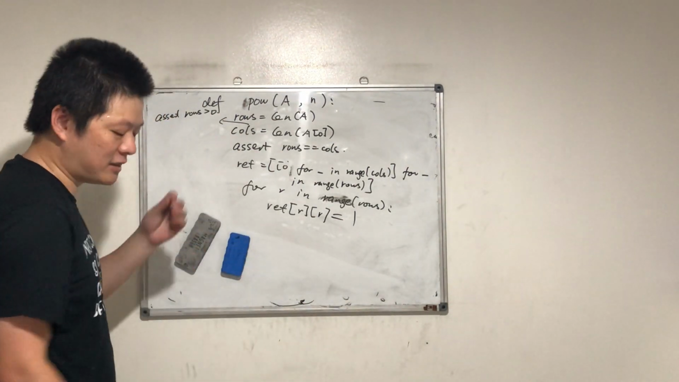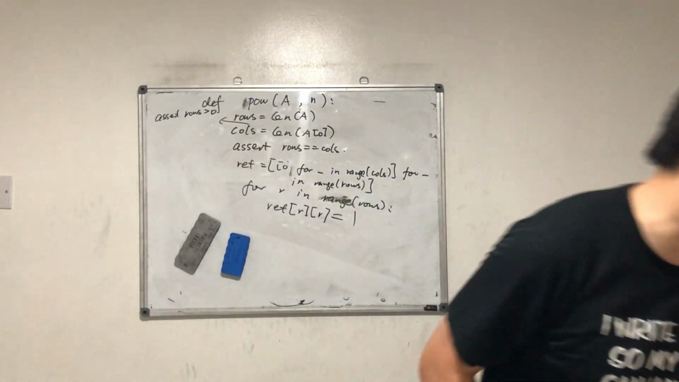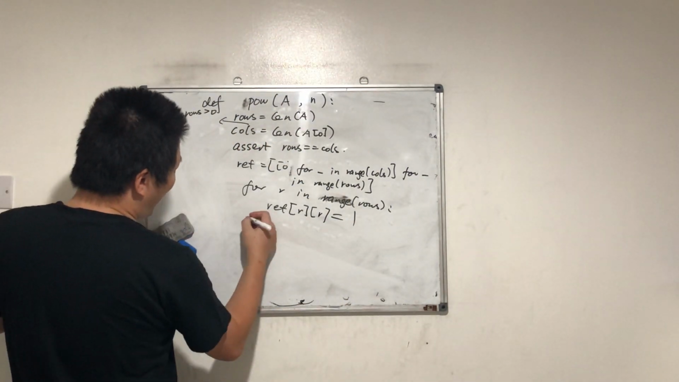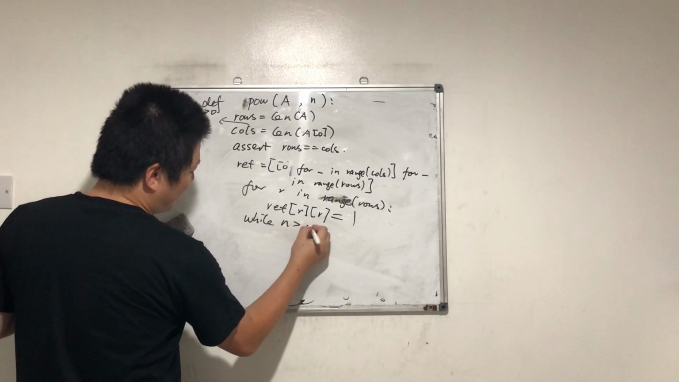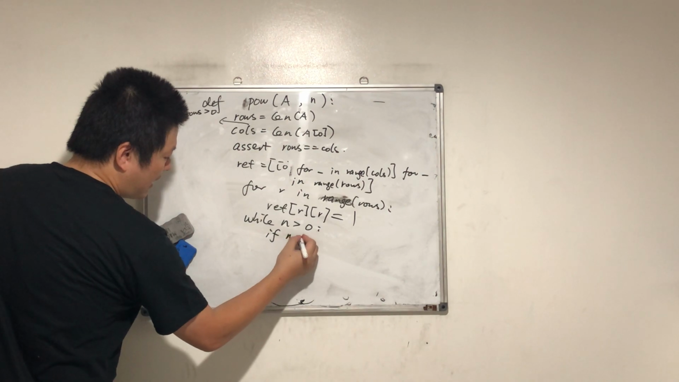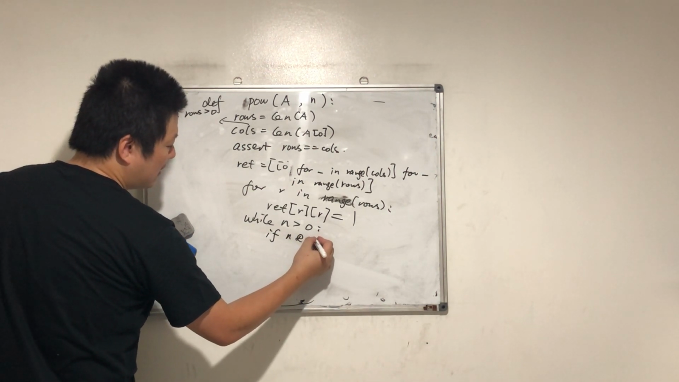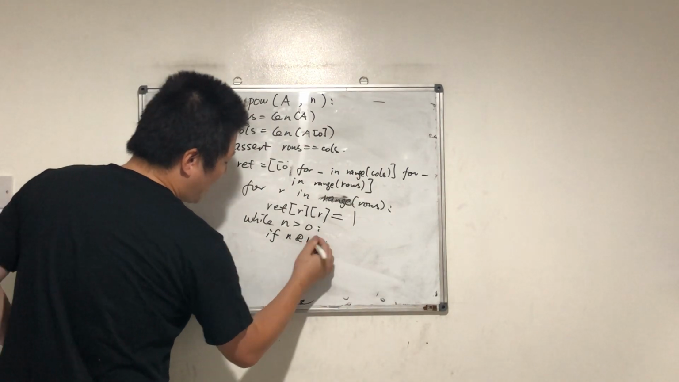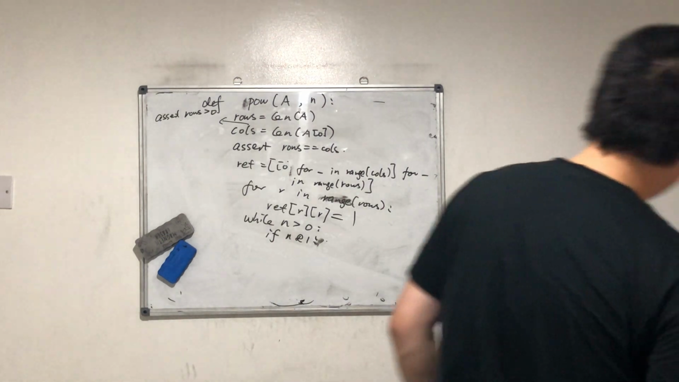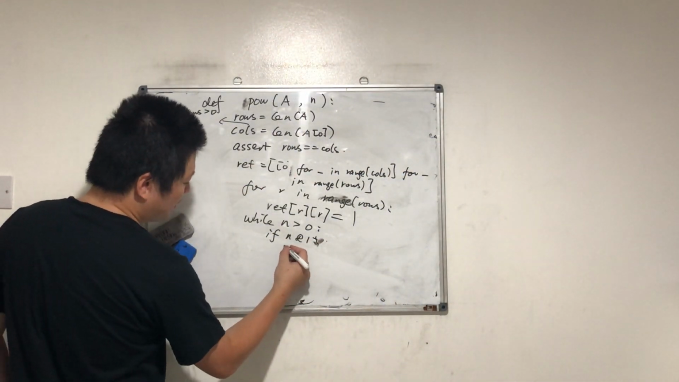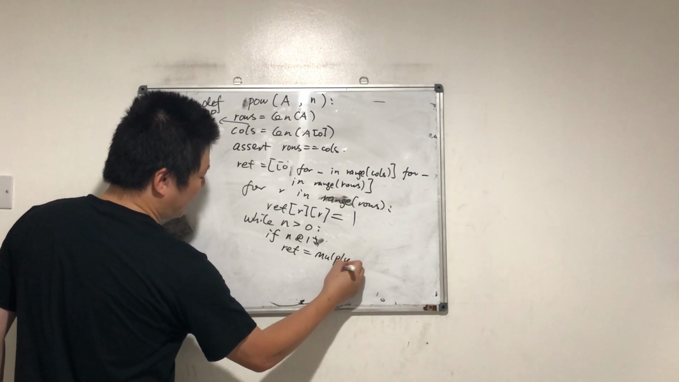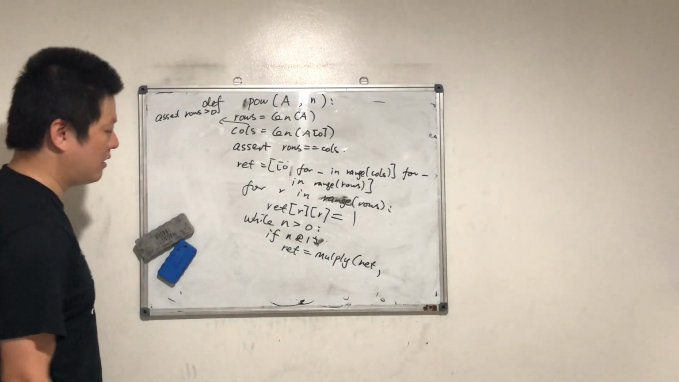Okay, so now we have this matrix, and then what should we do now? We need to check whether n is bigger than 0, right? If it's bigger than 0, what should we do? If n and 1, what does it mean? If it's an odd number, what should we do? We should do red equals multiply. We talked about multiply yesterday. Red, what? A.